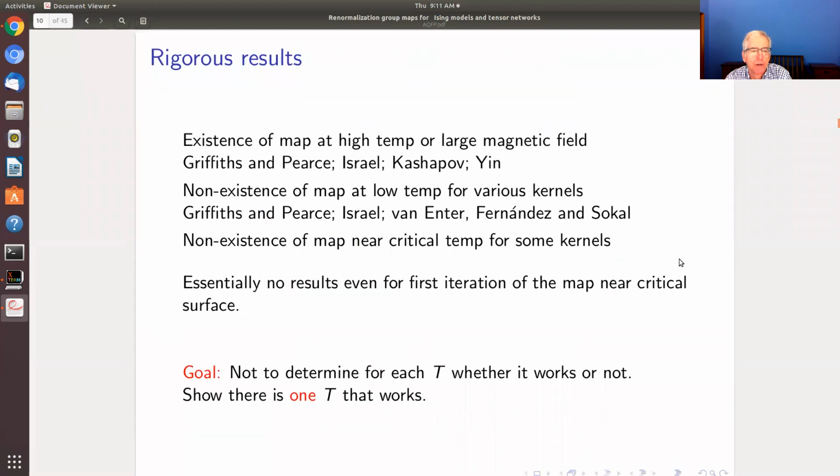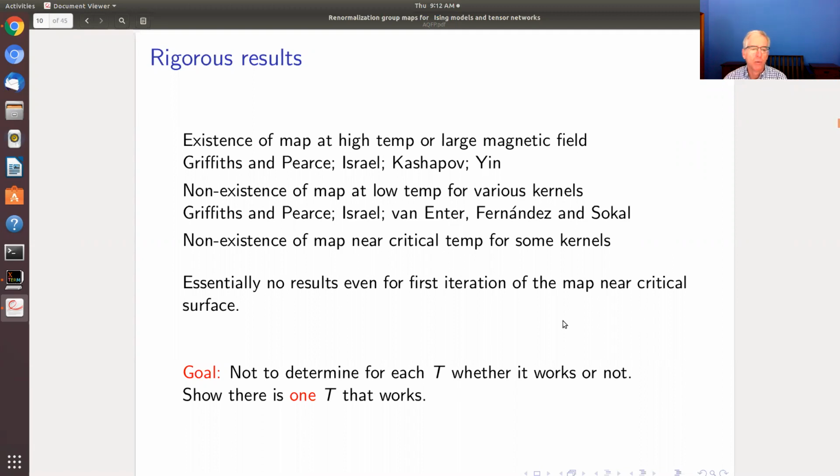Are there any rigorous results on this map? Not much. If it's very high temperature or large magnetic field, then you can prove by what are now fairly standard high temperature expansion methods that the map is defined. So these are fairly old references. If you look at low temperatures, well below the critical temperature, then Griffiths and Pierce observed some time ago that the map can have problems, and van Enter, Fernández, and Sokal actually proved some theorems that show the map is not defined if you're well below the critical temperature for various choices of the kernel T. And there are even some kernels for which you can show it's not defined near the critical temperature.